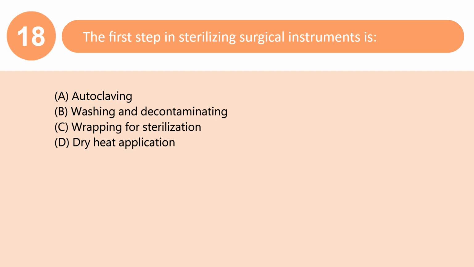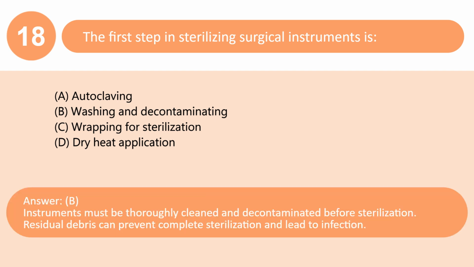The first step in sterilizing surgical instruments is: A. Autoclaving. B. Washing and decontaminating. C. Wrapping for sterilization. D. Dry heat application. Answer: B. Instruments must be thoroughly cleaned and decontaminated before sterilization. Residual debris can prevent complete sterilization and lead to infection.